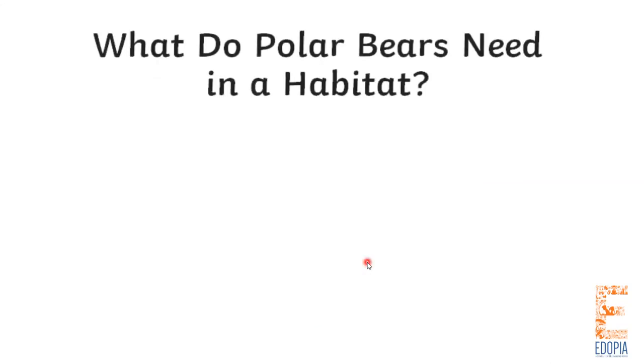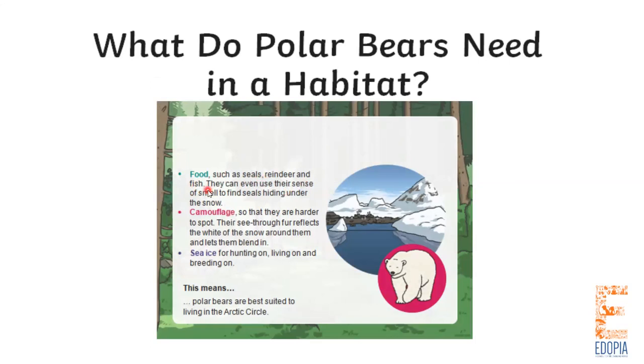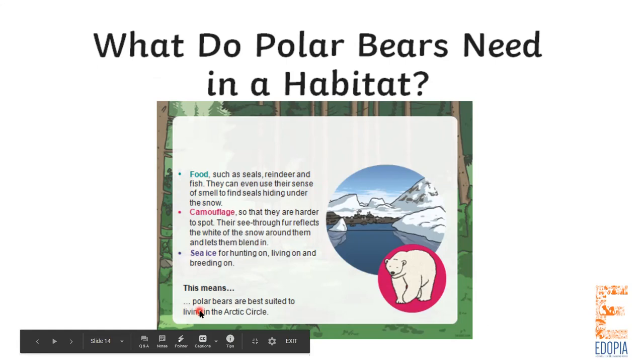So then what do polar bears need in their habitat? So polar bears need food such as seals, reindeers, and fish. And they can even use their sense of smell to find seals hiding under the snow. They also need to camouflage so that they're harder to spot. Their see-through fur reflects the white of the snow around them and lets them blend in. Sea ice is for hunting, living on, and breeding on. So a polar bear ideally needs to live in Arctic circles. That's North Pole or the South Pole.